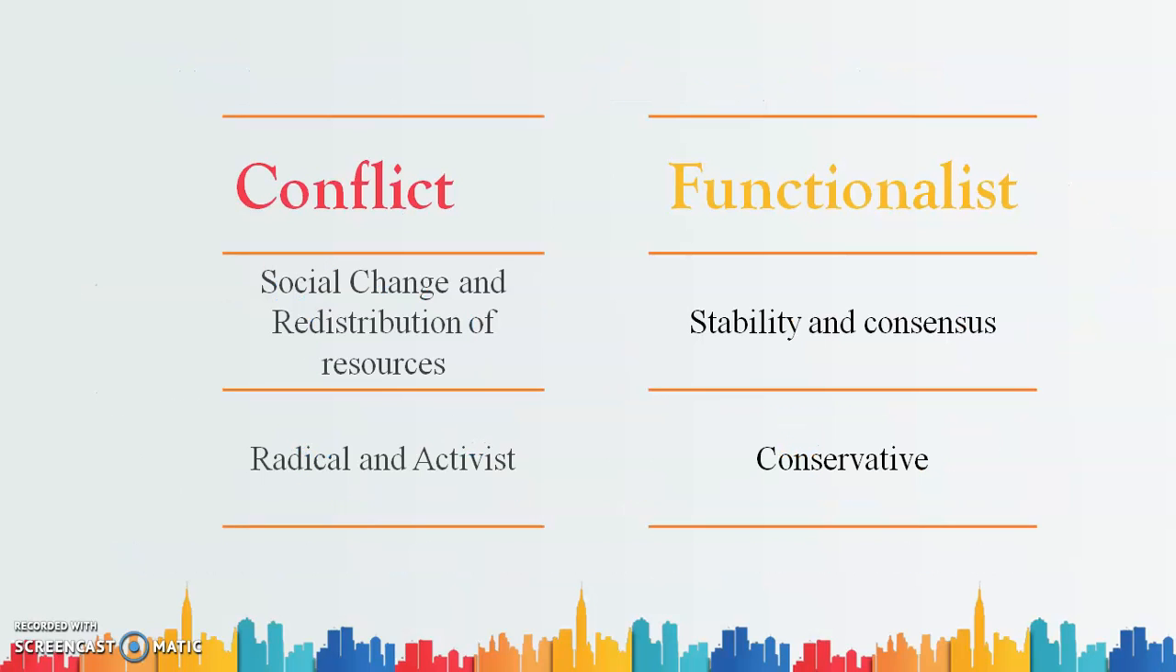Next slide shows some differentiation between the two perspectives. Conflict perspective gives emphasis on social change and redistribution of resources. Hence, it is viewed as more radical and activist. Whereas, the functionalist perspective focuses on the stability of society, which is generally seen as conservative.